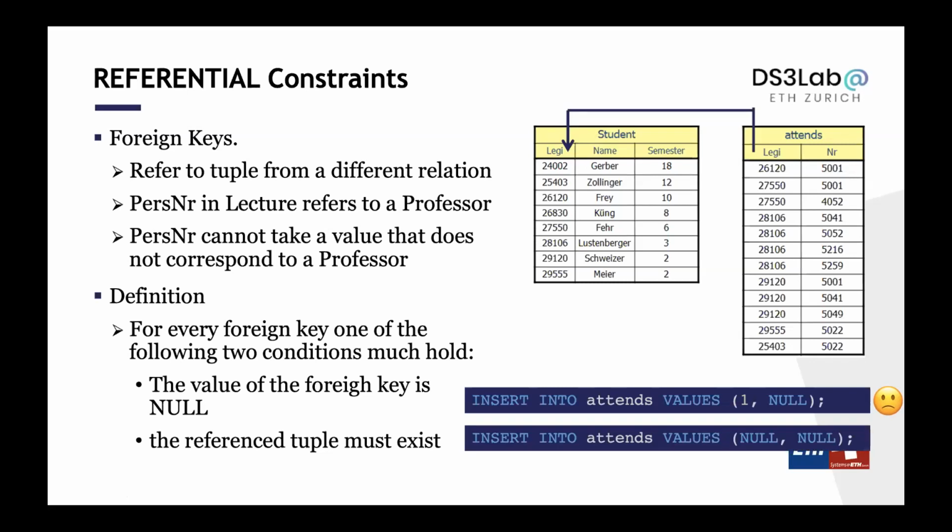But of course, it is okay for the foreign key to be null. So if I insert another tuple with null here, it's going to be okay because it's null. That's fine. But whenever you insert something that's not null into the attendance table here, the database is going to check whether there's a corresponding student in the student table with that same ID.